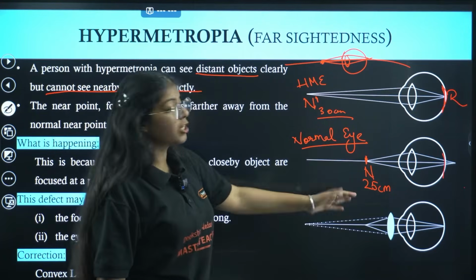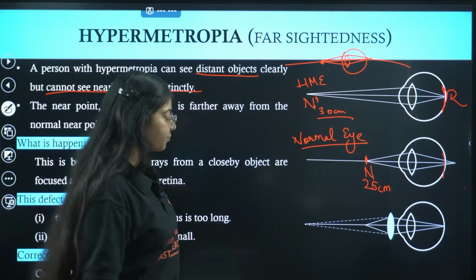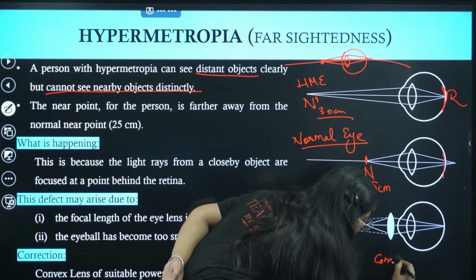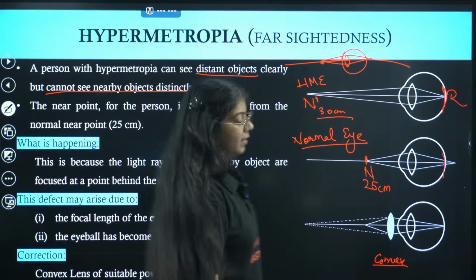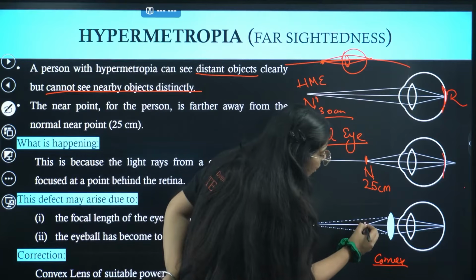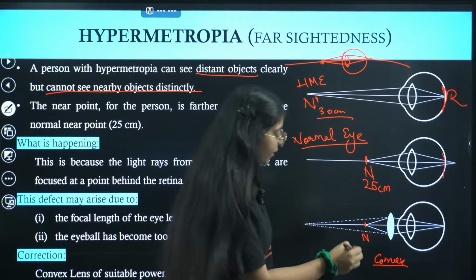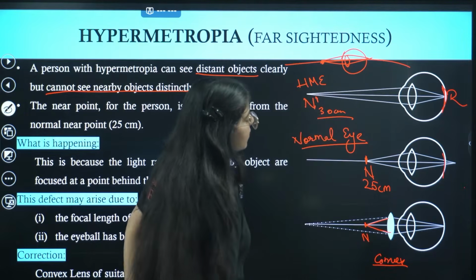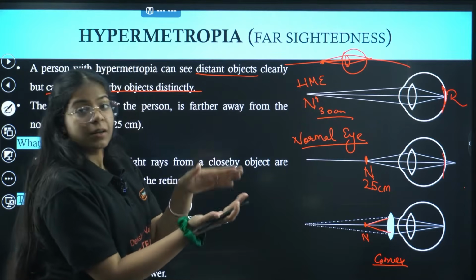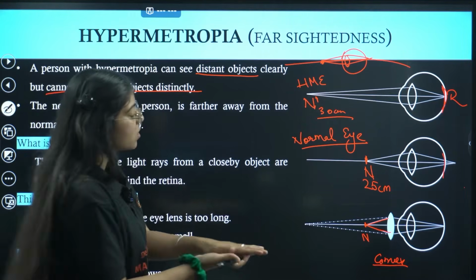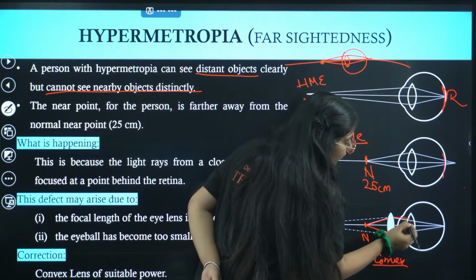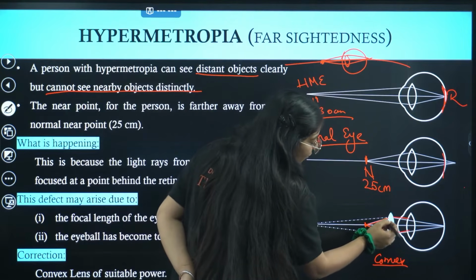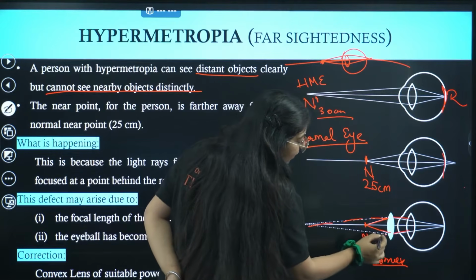I need to shift my object behind. For that we use a convex lens. Now, the object is originally at my near point. If these rays go to my convex lens, the convex lens converges those rays. So, it starts to converge those rays, and to my eye lens, it appears that instead of coming from here, the rays are actually coming like this.